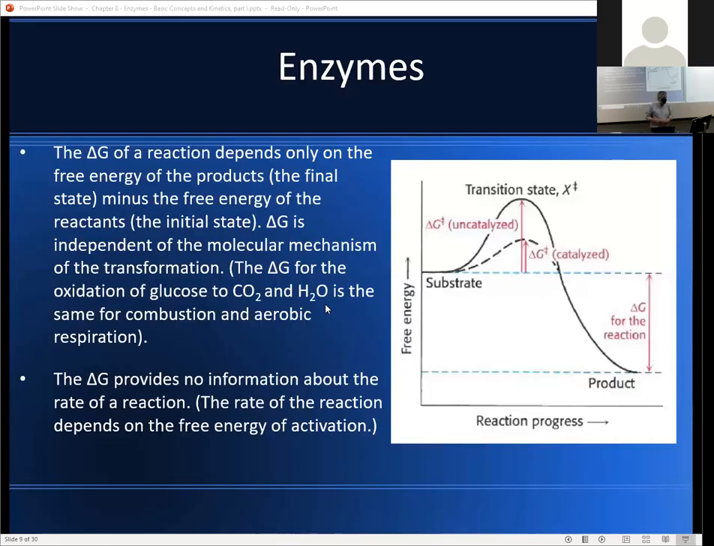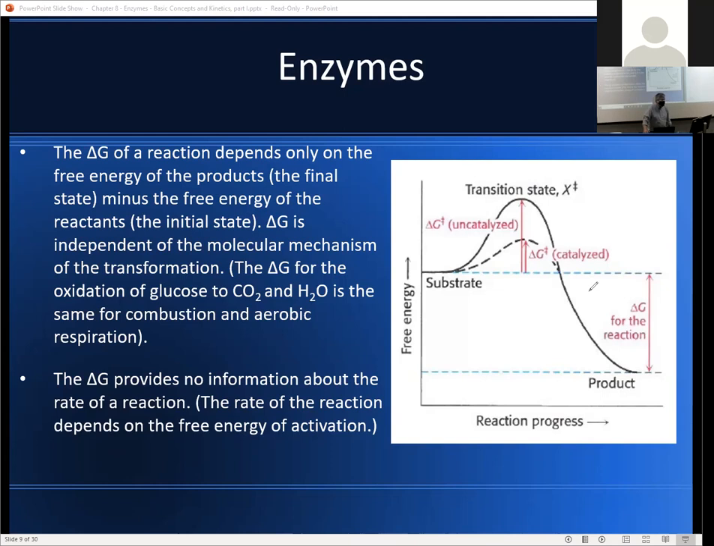So the delta G provides no information about the rate of a reaction. The rate of the reaction depends on the free energy of activation. Free energy of activation is this value here. While exergonic reactions tend to happen spontaneously, there is an energy barrier that we have to overcome. That energy barrier is the energy of activation. So here's the energy of activation here.